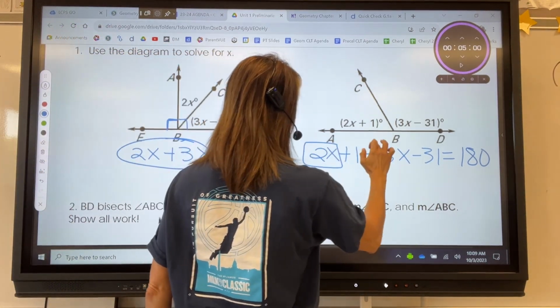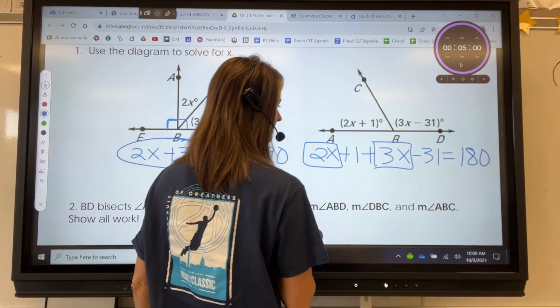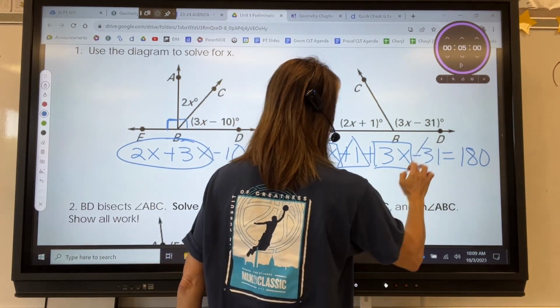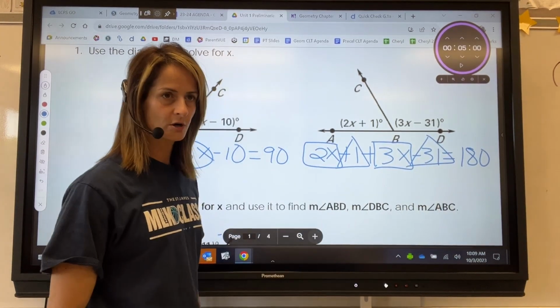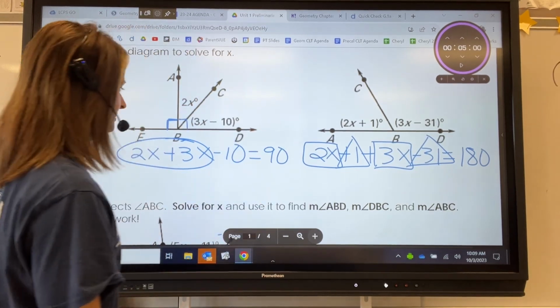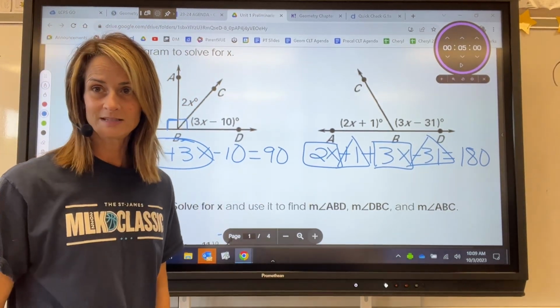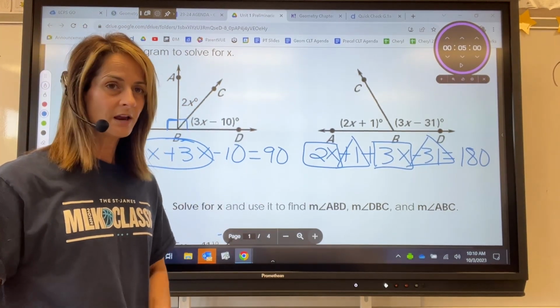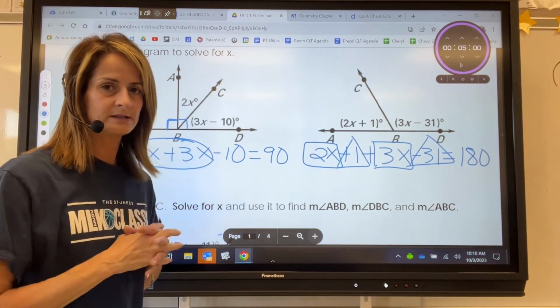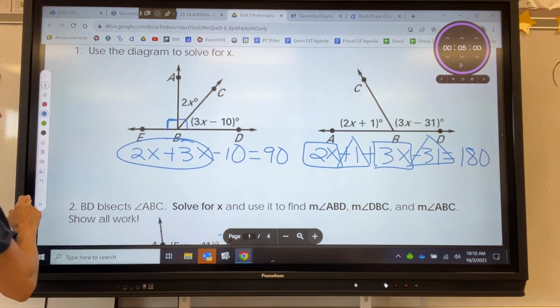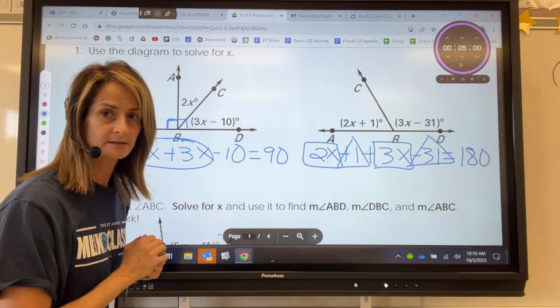We've got like terms here and here. And we also have this 1 and this minus 31. Those are like terms. And then you solve the two-step equation. Any questions? When I get to number 3, we've got all the answers. The algebra isn't as important to me as the geometry. Any questions?